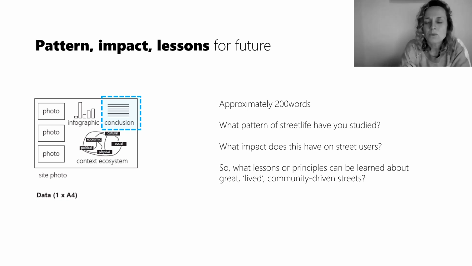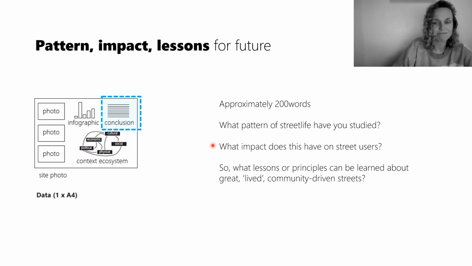So we want you in about 150 to 250 words loosely to tell us, what pattern of street life have you studied? In short terms, it can be very narrative or it might be short dot points, we don't mind. It doesn't have to be essay style. What pattern of street life have you studied? One. What impact does this have on street users? Does it positively impact them, and how?